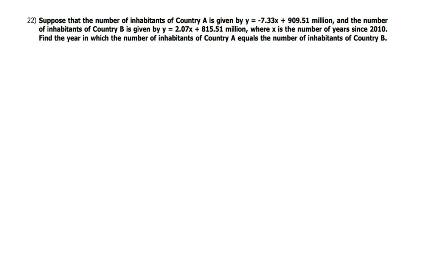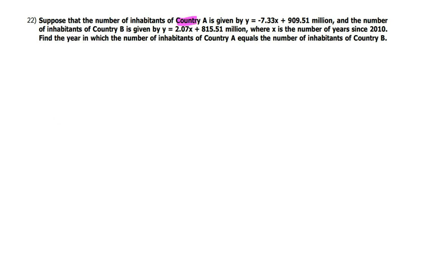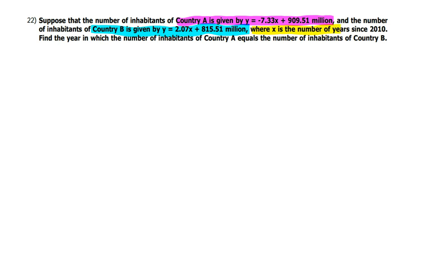22. Suppose that the number of inhabitants of country A, let's see, how about a nice bright pink? There we go. Country A is given by this equation, and that's in millions. And then the number of inhabitants of country B is given by that, in millions. And then it goes on to say where X is the number of years since the year 2010.